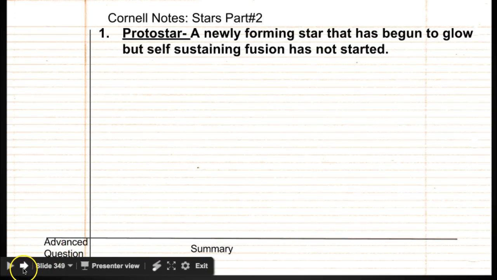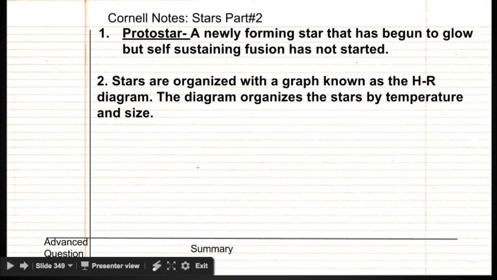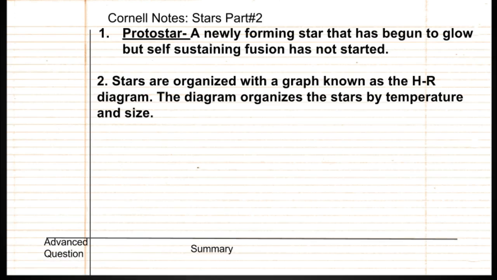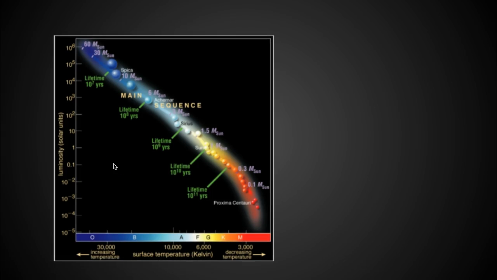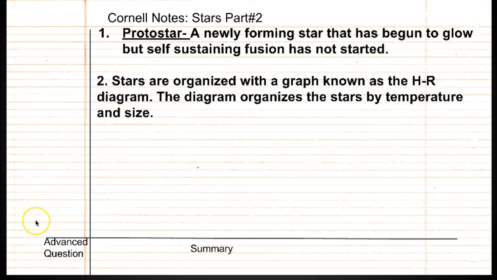Alright, moving on to 2. Stars are organized with a graph known as the HR diagram. The diagram organizes the star by temperature and size. I'm going to show you a picture. So here's a diagram, and you can see that stars are organized by their size, but they also can be organized by the temperature that they have. So it's just a graph they use to organize stars and different kinds of stars, and in different parts of their life too. Alright, go ahead and come up with a question for 2. You ready? Let's move on to 3.